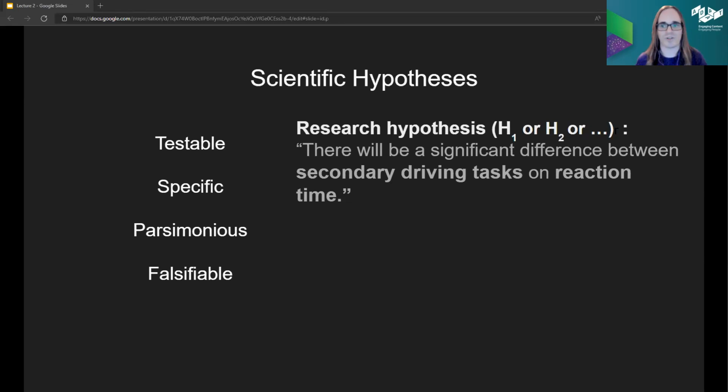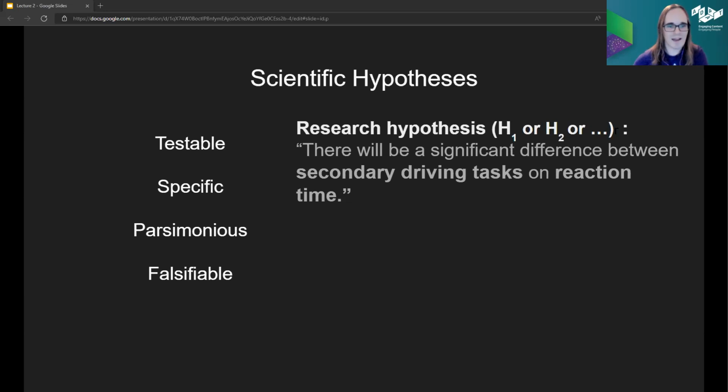As we get further into this class, I believe next week, I will go into some more explanation about how we measure our level of confidence, how we measure our level of significance for a finding. But for now, let's bracket that and just say that all I'm meaning to say here is I will be confident that there is a difference between secondary driving tasks in terms of reaction time. This hypothesis is now testable, specific, parsimonious, and falsifiable.